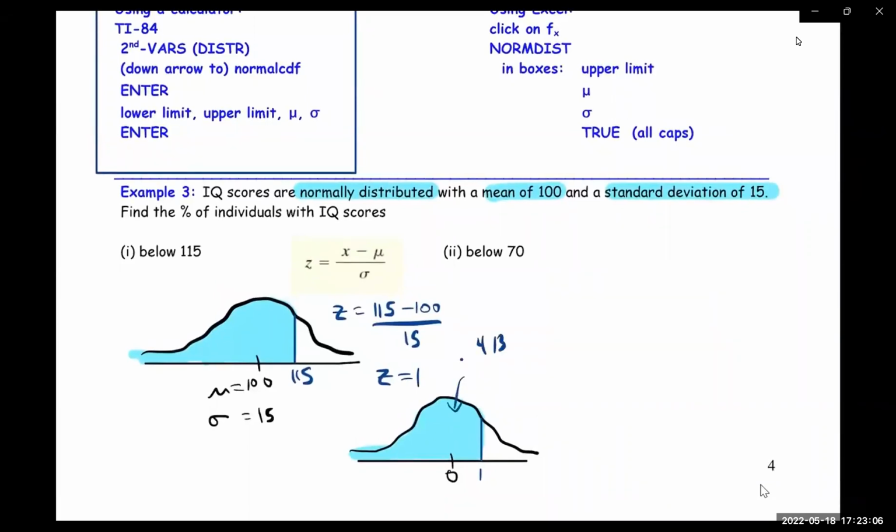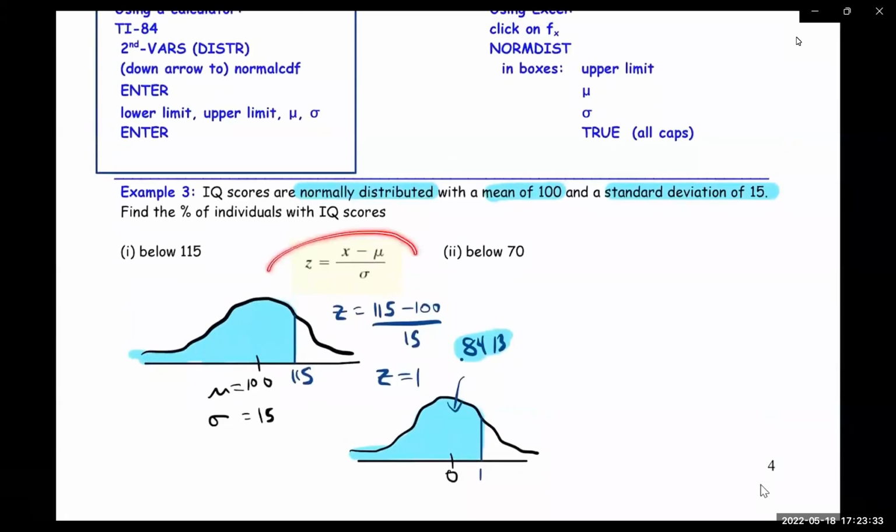0.8413. And that is the final answer. All right, so that's the percentage of people that have an IQ score below 115, which is the majority of people. 84% of the population is going to have an IQ score below 115, because remember, the mean, the average, is 100. So that's how you would do it.